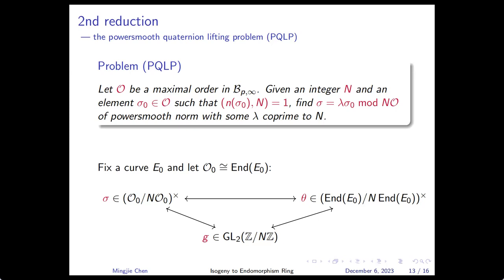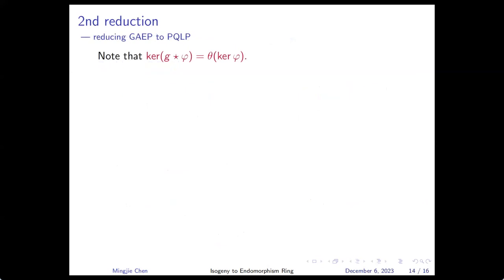Because of PQLP, we assume we can resolve PQLP, then we can assume that this sigma in the quaternion world is an element with power smooth norm. And this element again corresponds to an element in the endomorphism ring. The power smooth norm translates to the endomorphism's degree being power smooth. Okay, let's remember the relations and the properties of these elements and move on to the next slide.